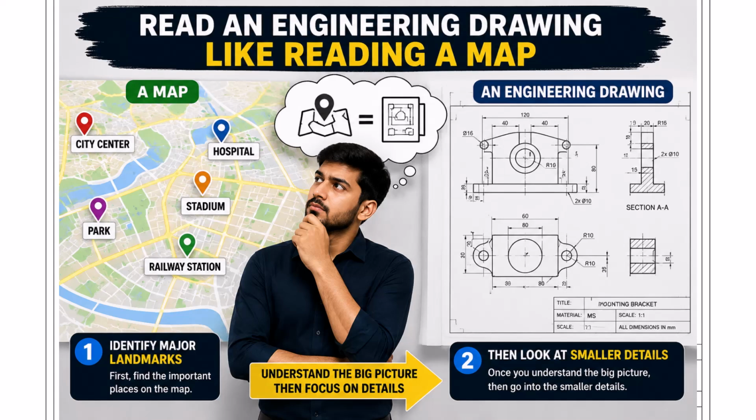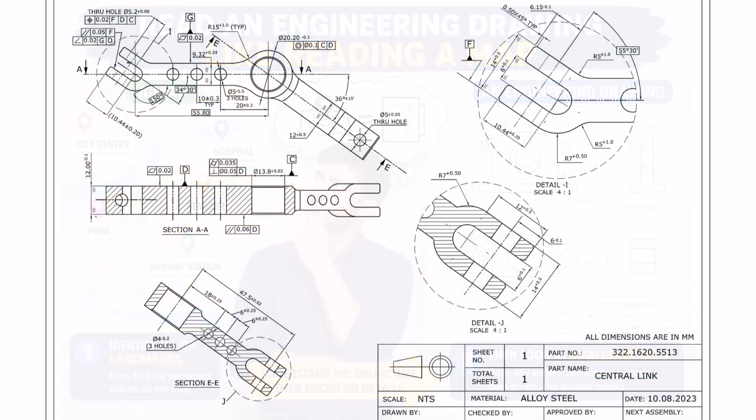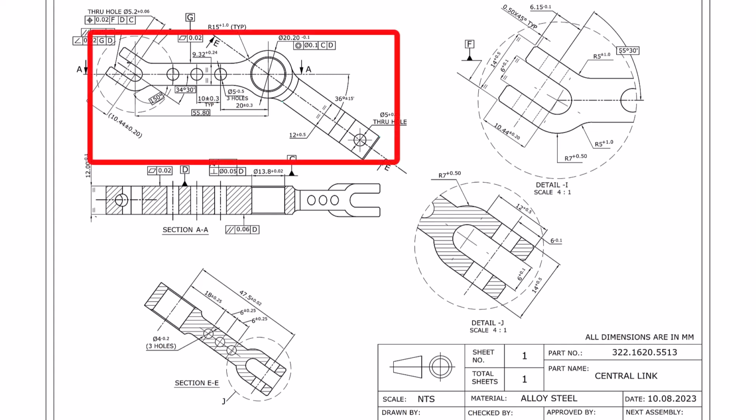Instead, think of an engineering drawing like reading a map. When you first open a map, you don't immediately read every street name. You first identify the major landmarks. Only then do you look at the smaller details. Engineering drawings follow exactly the same principle. We begin with the main view. Everything else supports the main view. Let's see why.